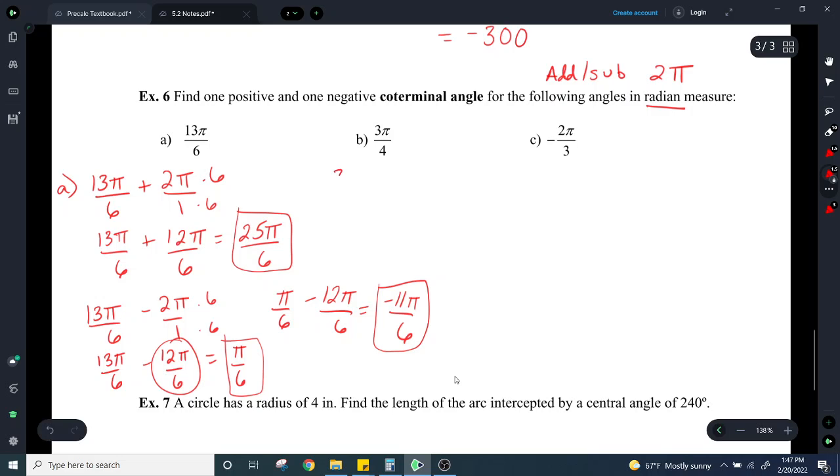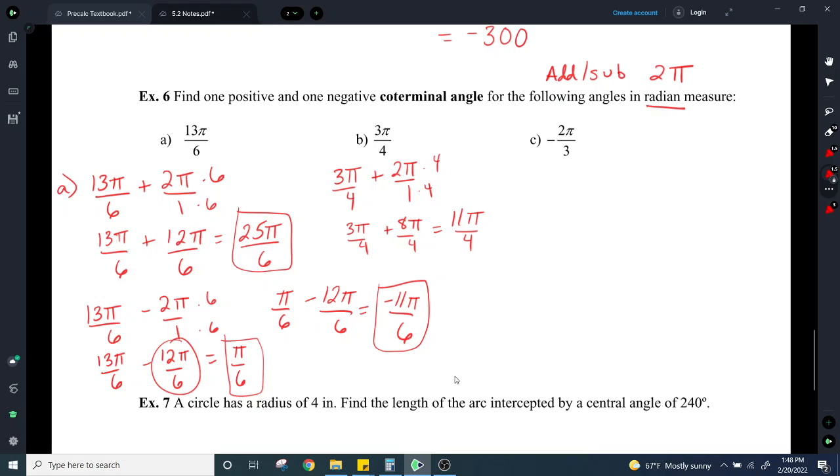Let's do another one, 3 pi over 4. So I'm going to start by adding 2 pi over 1, which of course the common denominator is 4. So I'm going to multiply by 4 on the top and bottom. I have 3 pi over 4 plus 8 pi over 4, which gives me 11 pi over 4. So one angle that's coterminal with the original is 11 pi over 4.